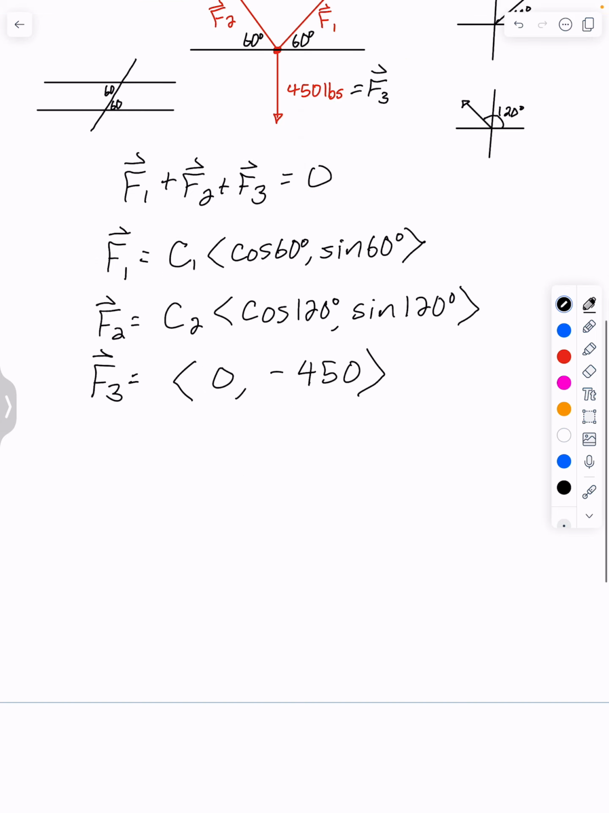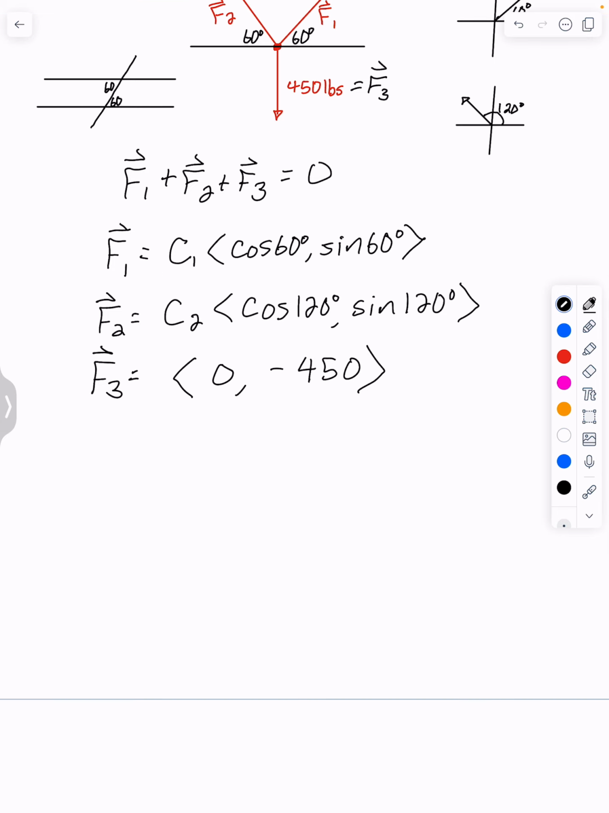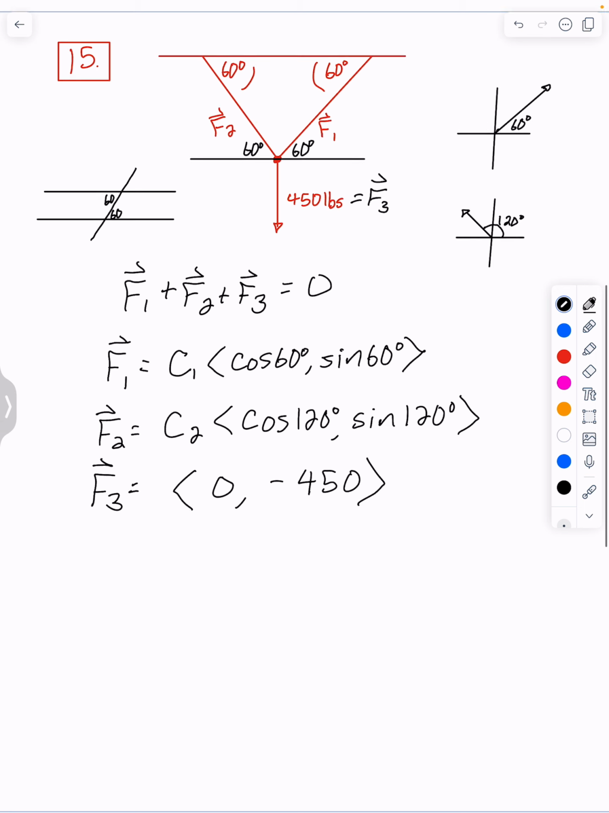So I know all three of those are going to add. I also can tell, since these angles are the same, that means the distances are also the same, because that's how an isosceles triangle works, right? This goes with 60 and that goes with 60, so they'd be the same, which means the forces are the same. So C1 equals C2. So let's call them C.